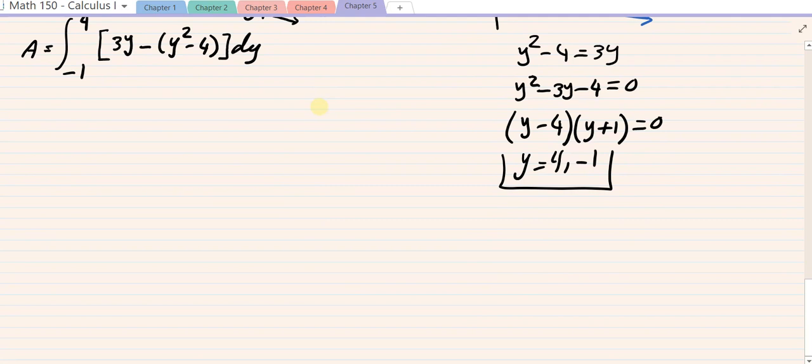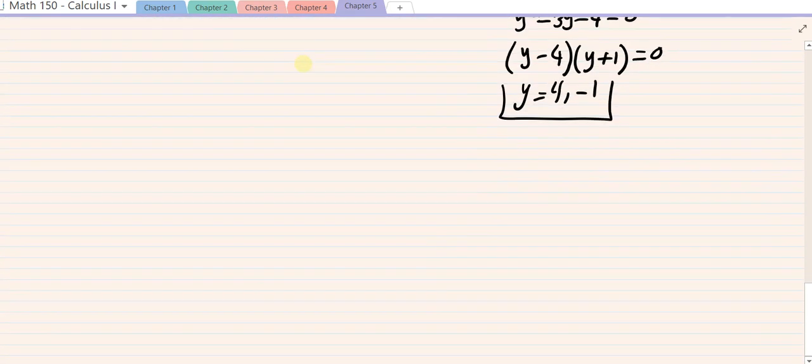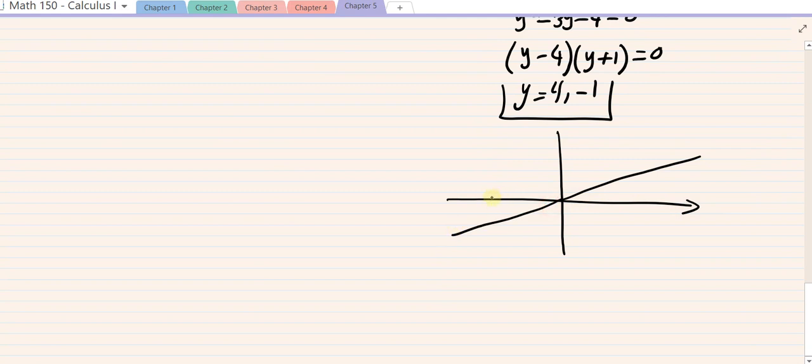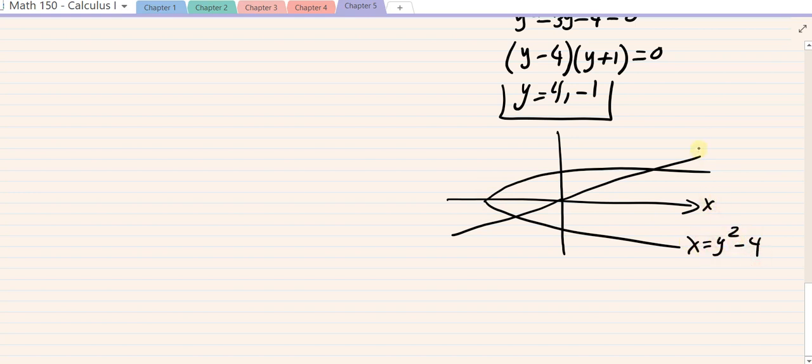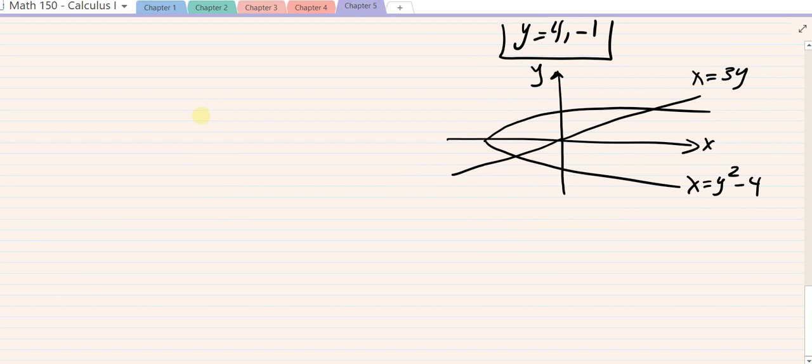And now, what if I want to use vertical rectangles? For vertical rectangles, let's redraw this. Remember, we had this line and we had the parabola that looked like that. This was x equals y squared minus 4, and this was x equals 3y. This time, we want to use vertical rectangles. For vertical rectangles, that means we're going to switch to y as f of x. So I need to now write this as y equals 1/3 x.